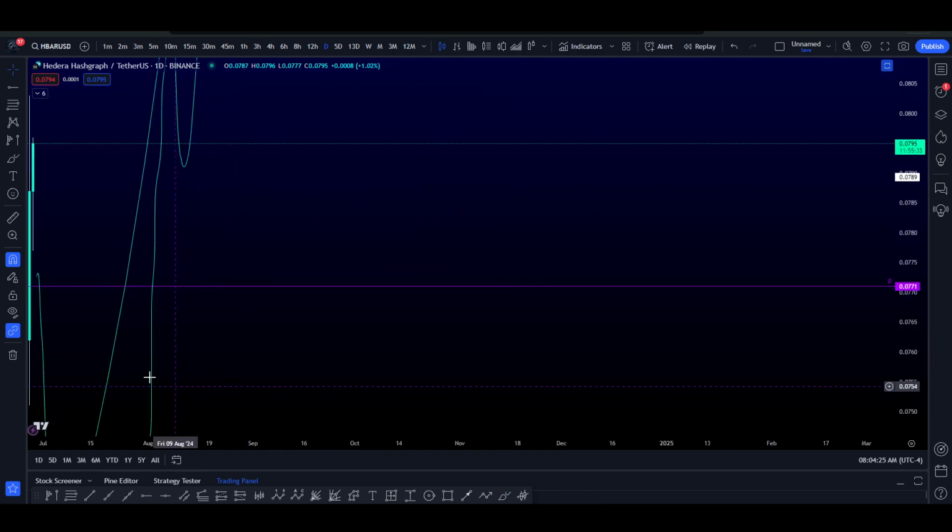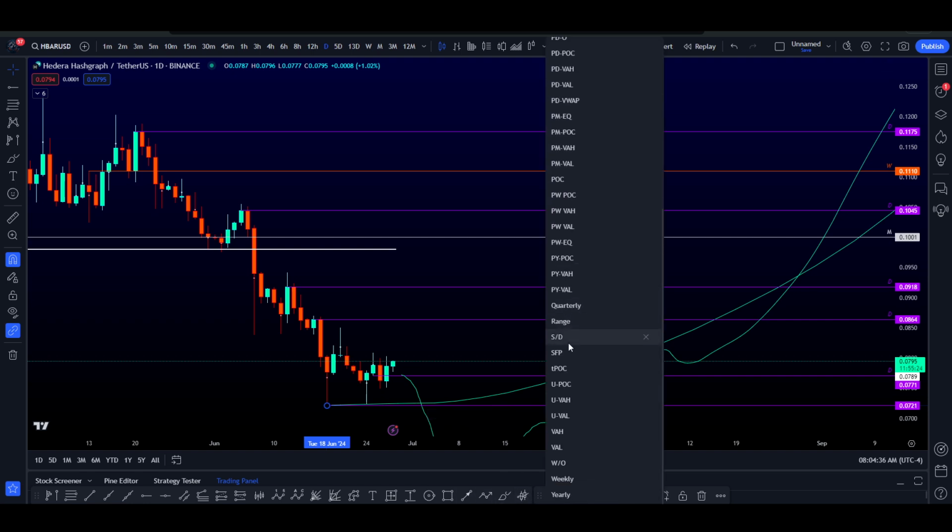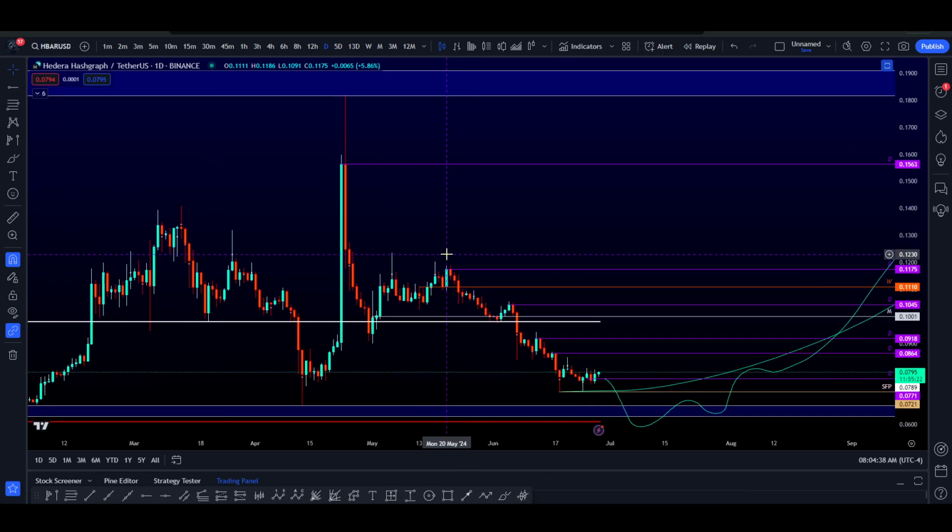Now locally, it might have done an SFP of this daily level, did it? I don't think so. I think it actually front ran that level too as well. Yes, it did. So it would be nice to get a sweep of those lows as well.